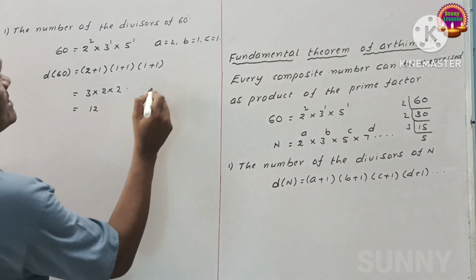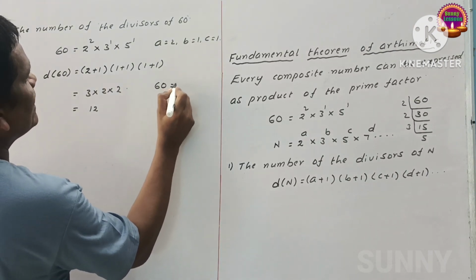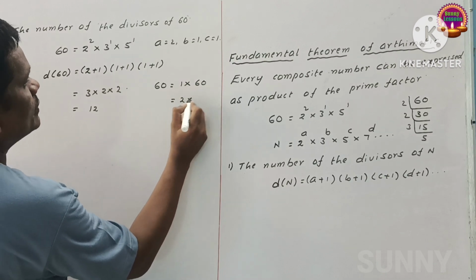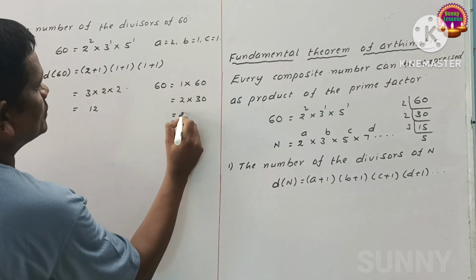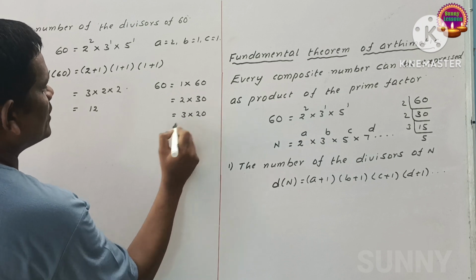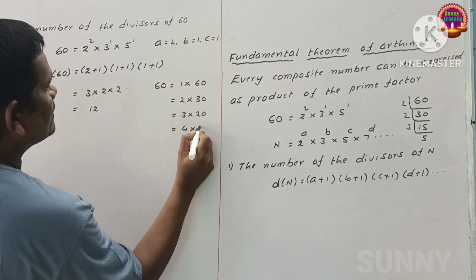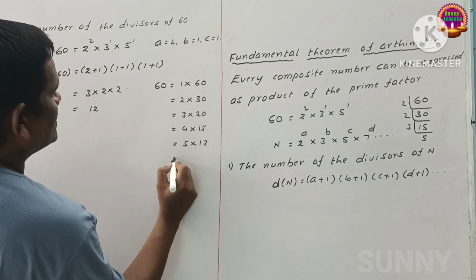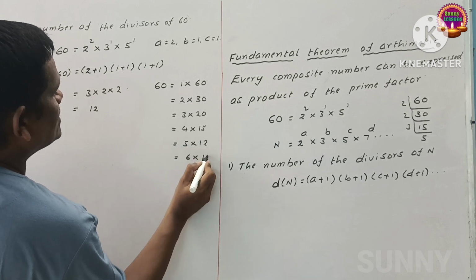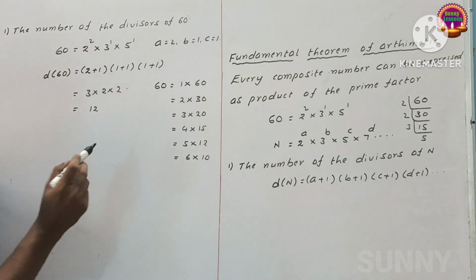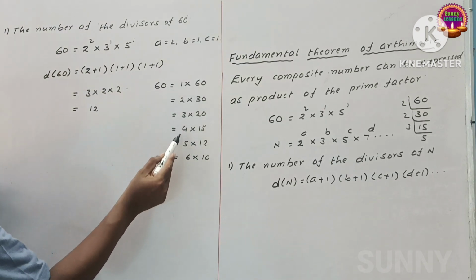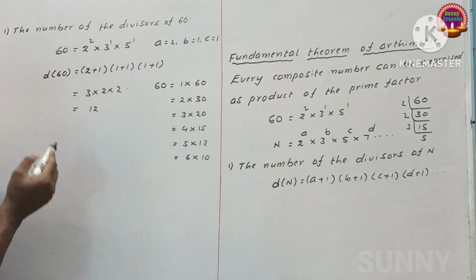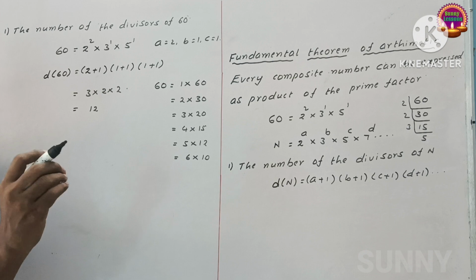Once observe the divisors of 60. We can write 60 as 1 into 60, 2 into 30, 3 into 20, 4 into 15, 5 into 12 and 6 into 10. Once observe the divisors of 60: 1, 2, 3, 4, 5, 6, 10, 12, 15, 20, 30, 60. So 60 has 12 divisors.